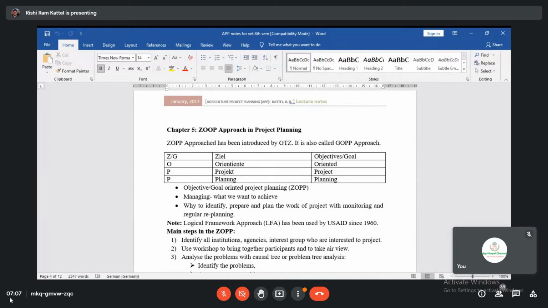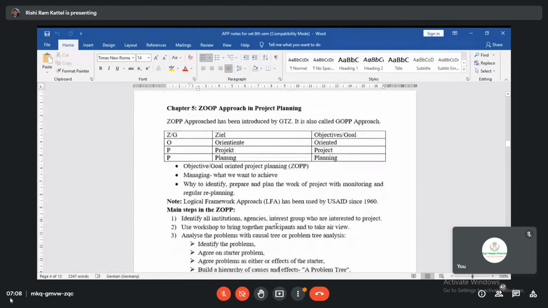project planning. The ZOPP approach is objective-oriented or goal-oriented project planning, and managing what we want to achieve. The main idea is how to manage what we want to achieve and why, to identify, prepare, and plan the work of the project with monitoring and regular replanning. The logical framework approach, LFA, was postulated by USAID in 1960. Normally, at the end of the ZOPP approach, the logical framework approach is commonly used. I'll talk later about the logical framework approach in proposal writing.